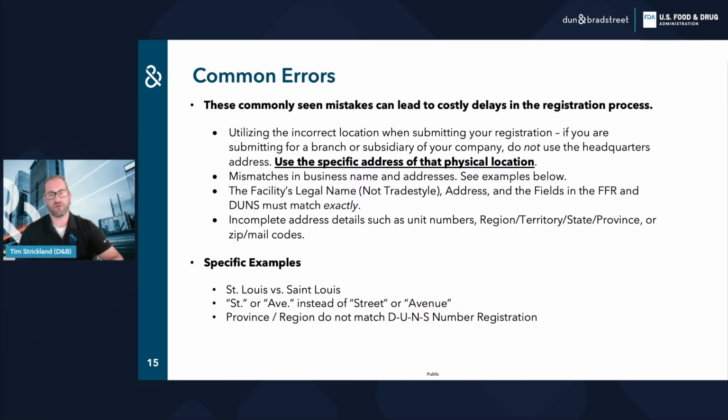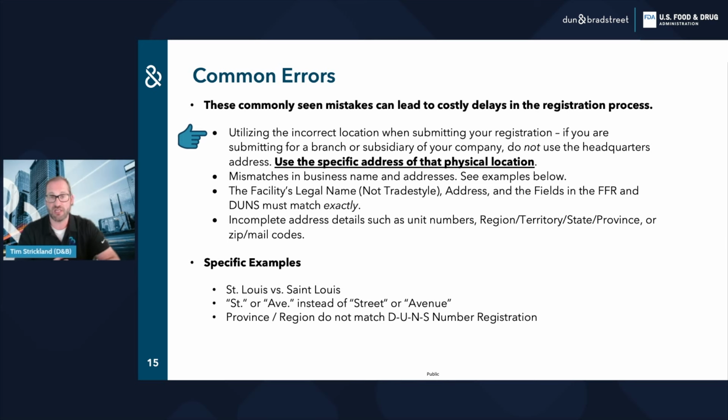Next, we're going to cover a few of the common mistakes that we see when submitting a registration through the Import Safety Registration Portal. And again, these types of discrepancies or mistakes can lead to sometimes costly delays in receiving an approved UFI and subsequent FFR number. These include not using the correct authorized agent or shipper information, as Rachel covered in her registration requirements portion, utilizing the incorrect location when submitting your registration.